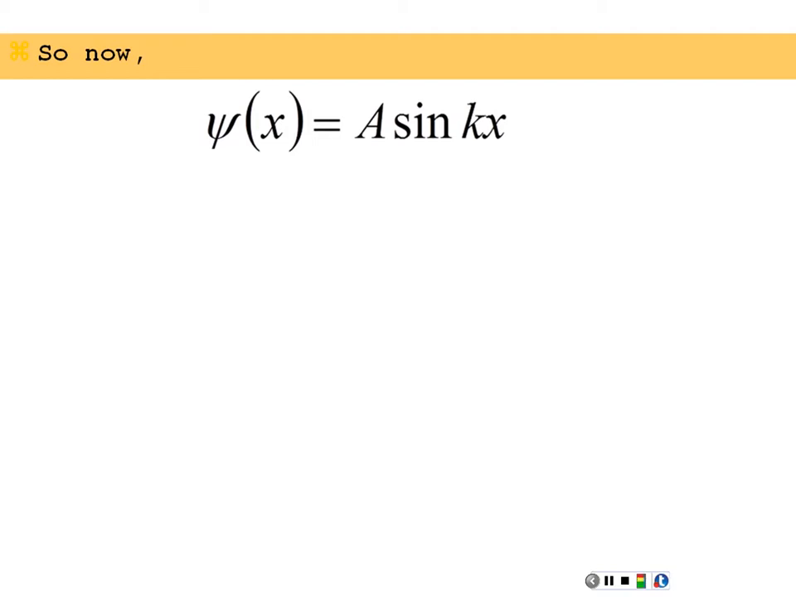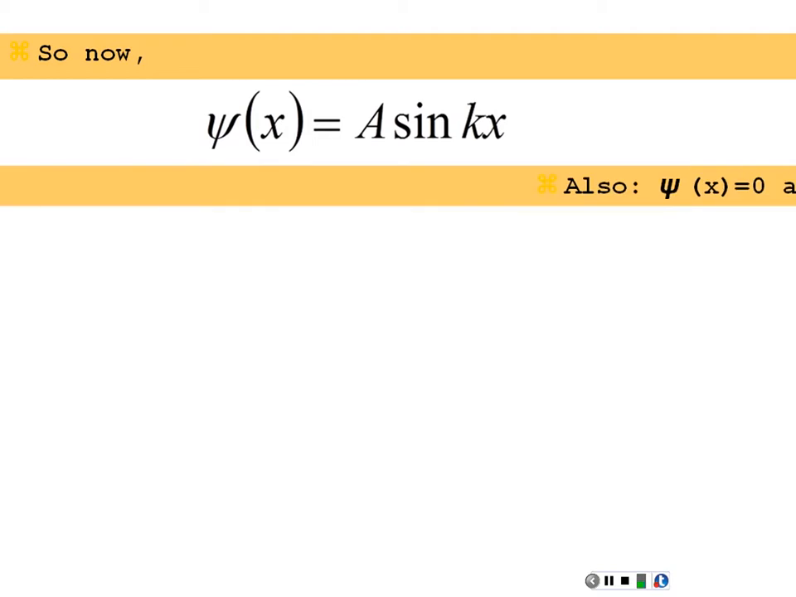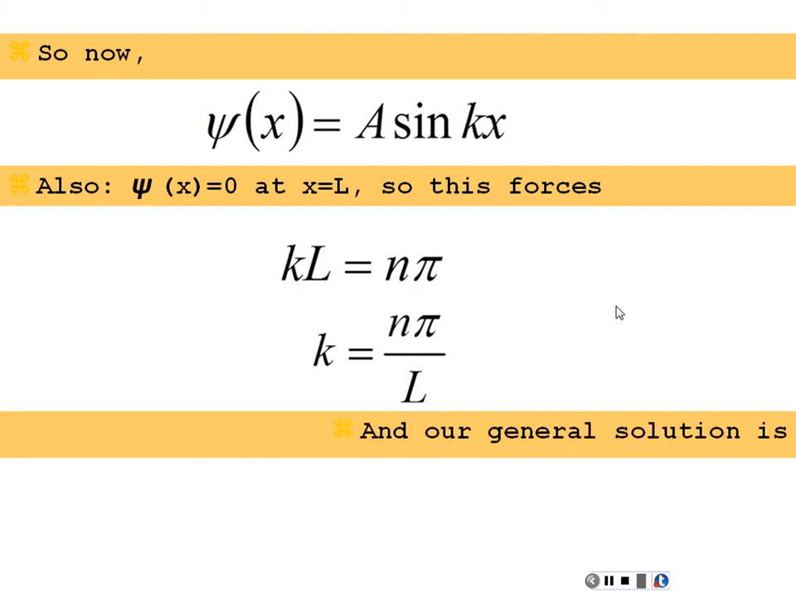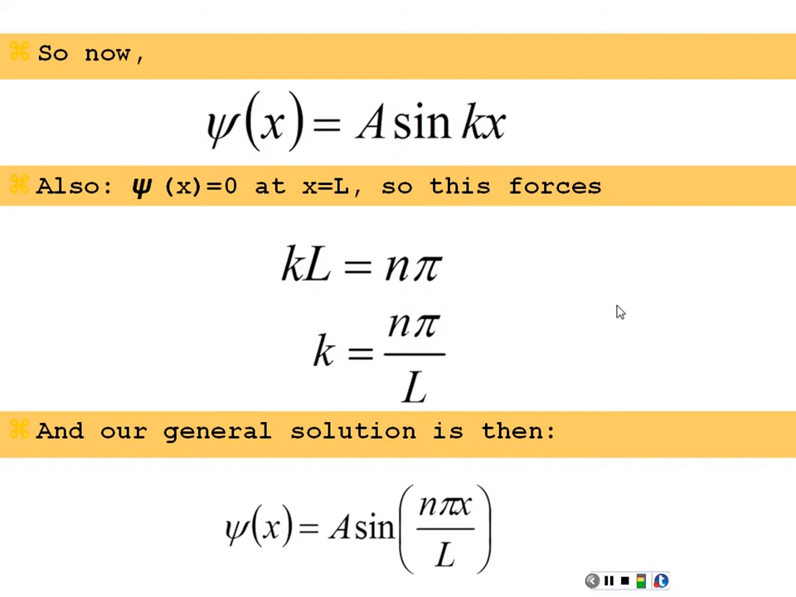It should also meet the other boundary condition. We know that this wave function should also be 0 where x is equal to L. So if we make x equal to L, this forces k times L to be equal to an integral number of pi, such that the sine function will be 0 at that point. Hence, k is equal to an integral number of pi divided by L. And now our general solution looks like psi of x is equal to A sine n pi x over L.